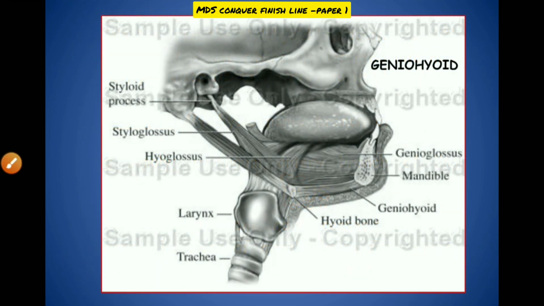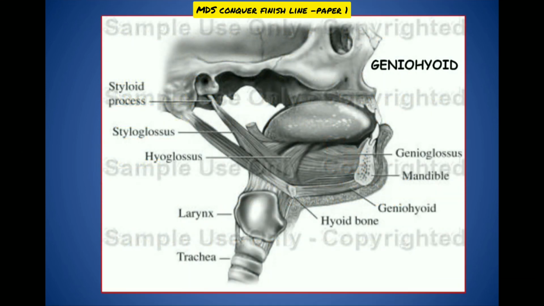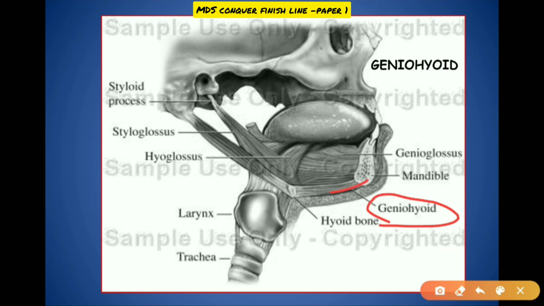Then coming to the geniohyoid muscle, the origin will be the inferior mental spine and the insertion will be the anterior surface of the body of the hyoid bone. So you can see here, this is the geniohyoid muscle, okay, present here, which inserts into the hyoid bone.